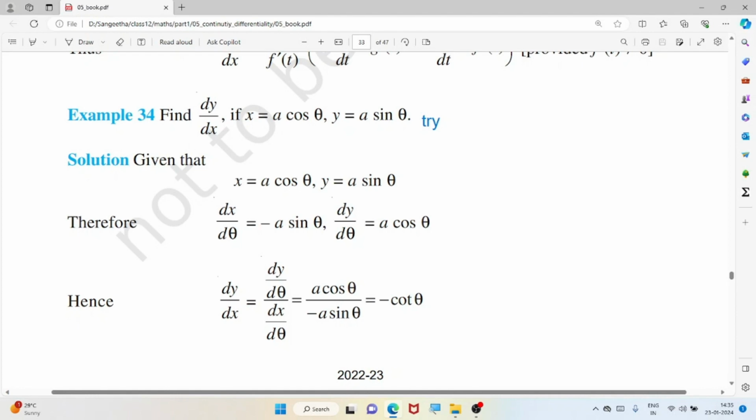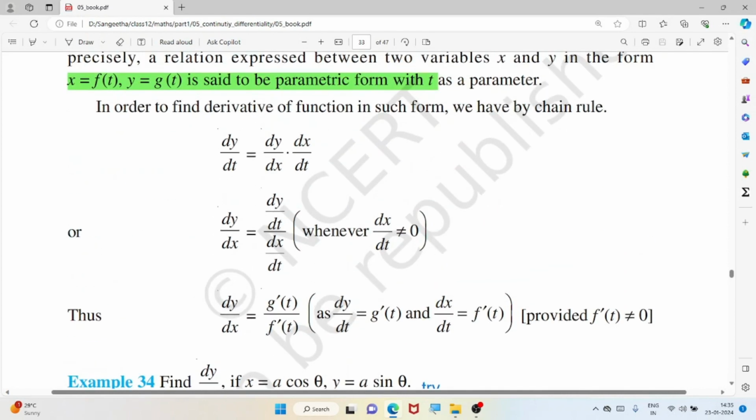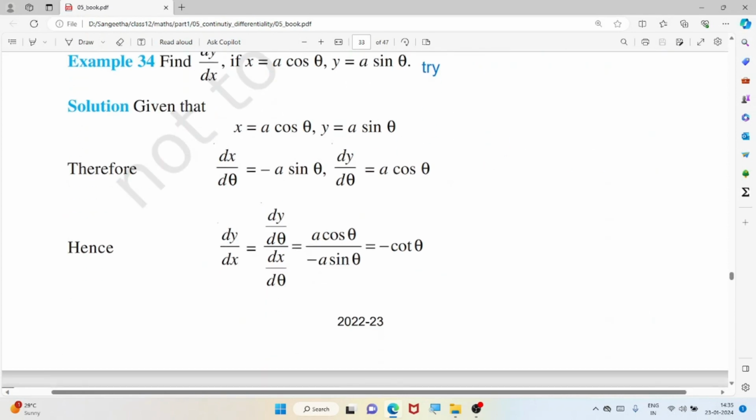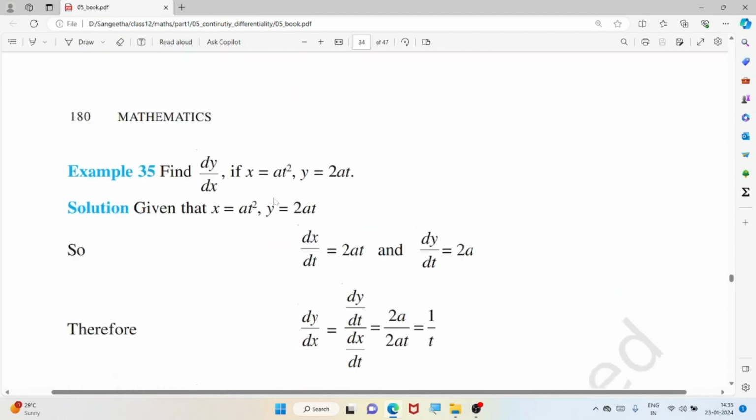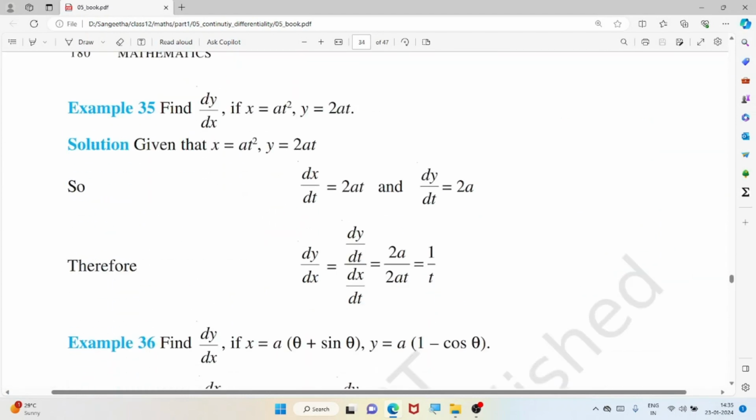Now x equal to a cos theta, y equal to this. So dx by d theta, you differentiate this, dy by d theta, you differentiate this, then dy by dx equals dy by d theta divided by dx by d theta. Here theta is the parameter, here t is the parameter, here theta is the parameter. Similarly use this x, y, here also t is the parameter.